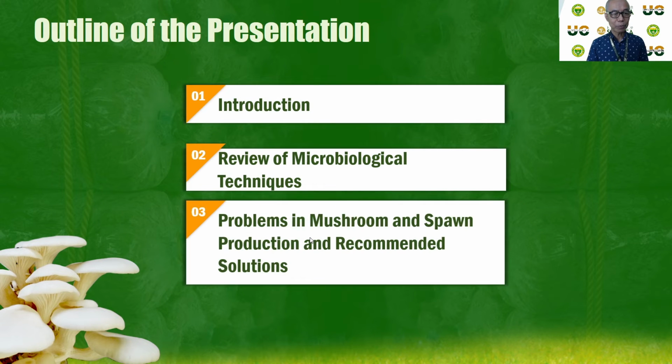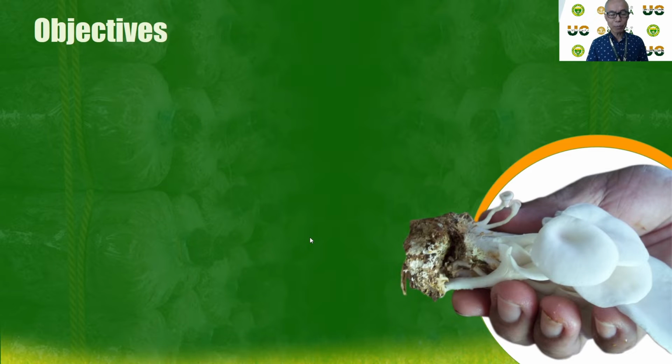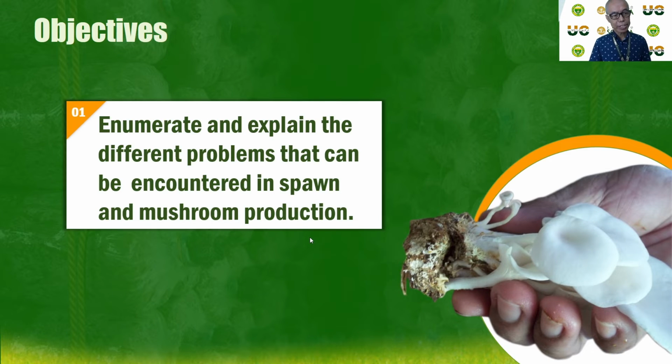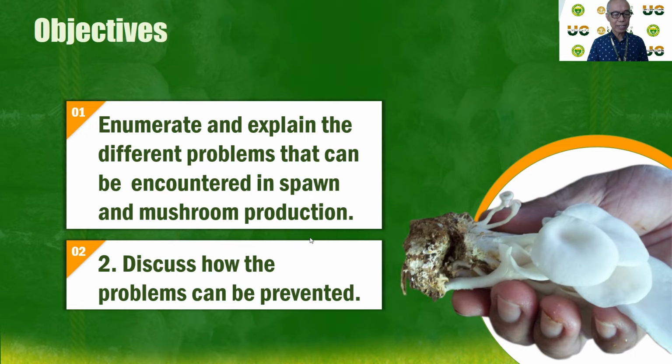This is the outline of my presentation: Introduction, review of microbiological techniques, problems in mushroom and spawn production, and recommended solutions. At the end of my lecture, you are expected to be able to enumerate and explain the different problems that can be encountered in spawn and mushroom production and discuss how the problems can be prevented.